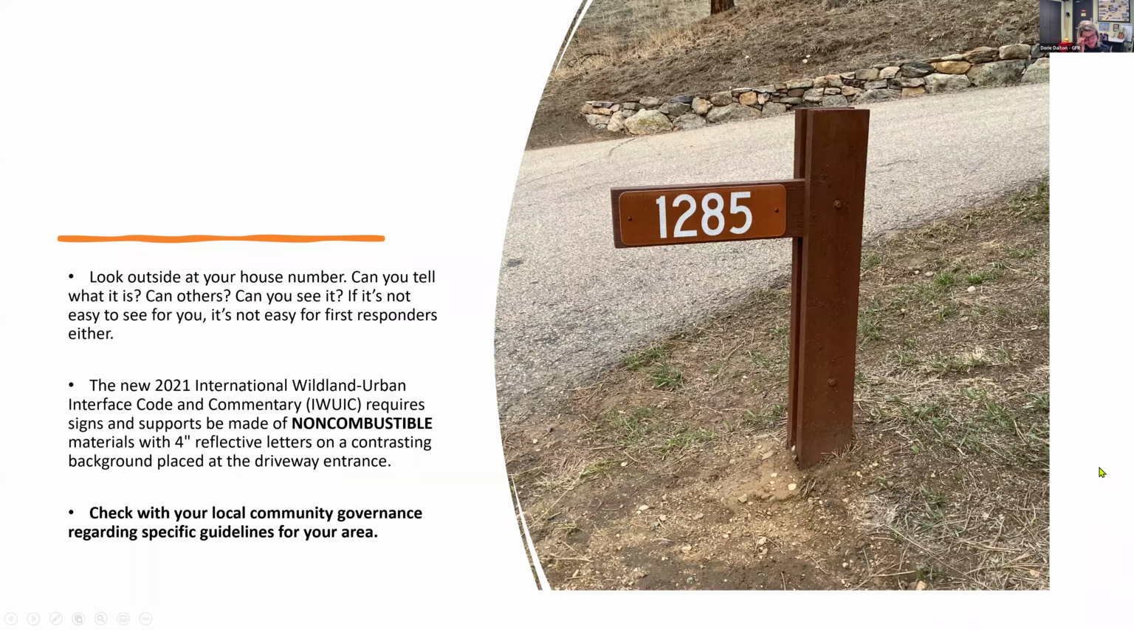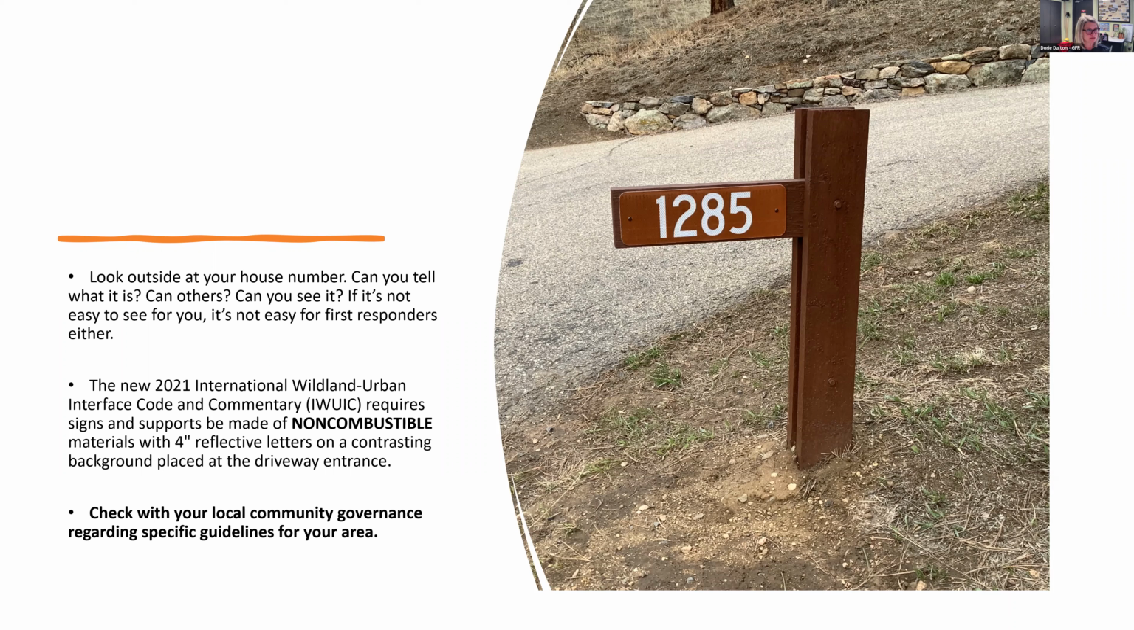All right, and then the last thing that I wanted to share with you, last picture, is this address. So ask your friends, ask your neighbors, go outside, look outside your house, go for a walk and come up to your house. Can you read it? Can others? If you can't and others can't, I can't either. When we respond to your home, if it's smoky, if the weather's bad and we can't find your house, that's not good, right? So with the WUI code, they require you to have an address sign, right?